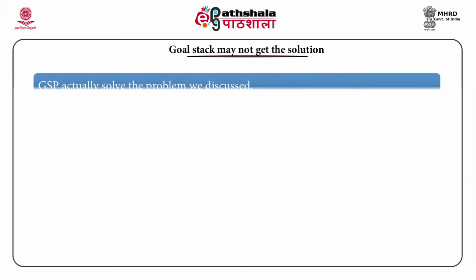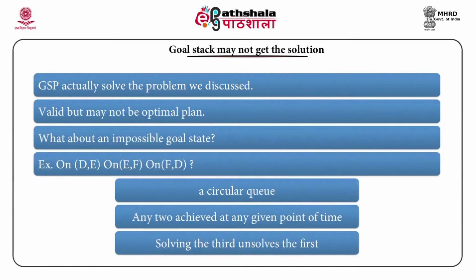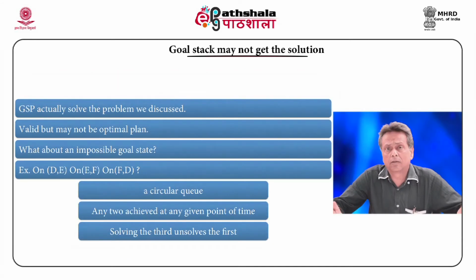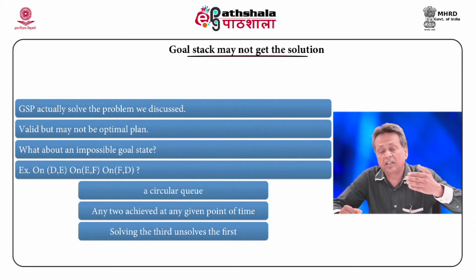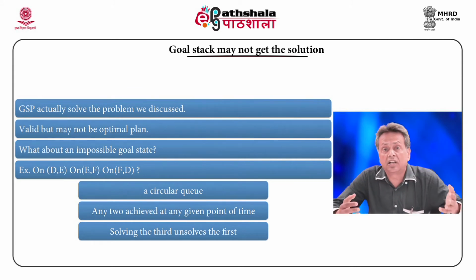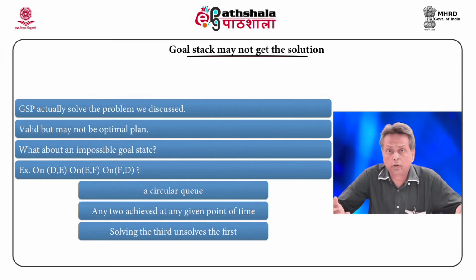The point is, goal stack may not be a good solution for such problems, and this is a very trivial problem, only three blocks. What if there are a lot of blocks? A lot of doing and undoing will probably happen. Not only that, there is one more problem with goal stack. What if you get something which is not possible to be solved? For example, A is on top of B, B on top of C, and C on top of A. Is that possible? That is not possible. You can achieve only two out of these three.